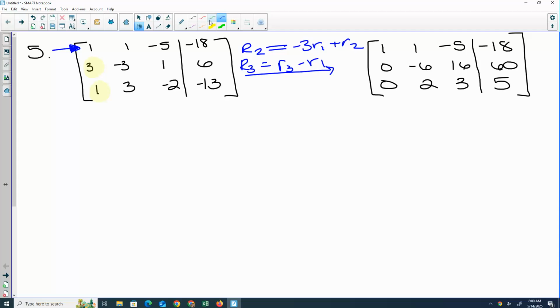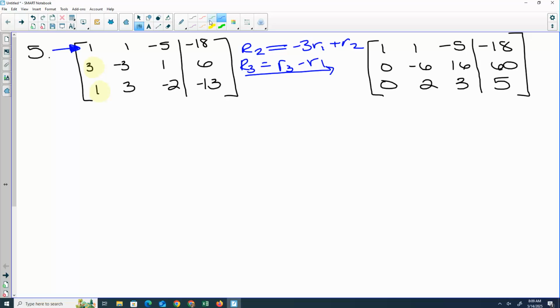Alright, so column 1 is done. Now we're going to do the same thing with column 2. So we need to get 1 in row 2, column 2. Then we'll get all other column 2 ones on the diagonal, then we get our 0.